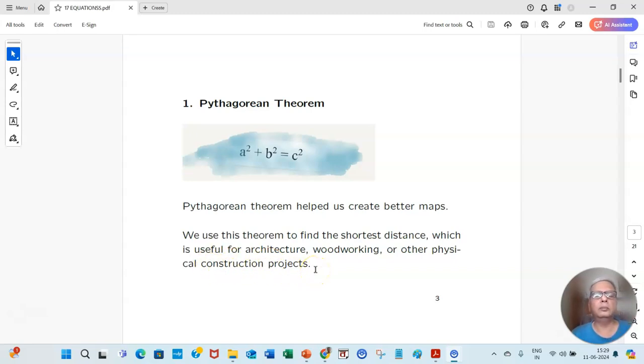I think Egyptians used this theorem to build the pyramids, but I am not sure about this. Surely that is before Pythagoras.